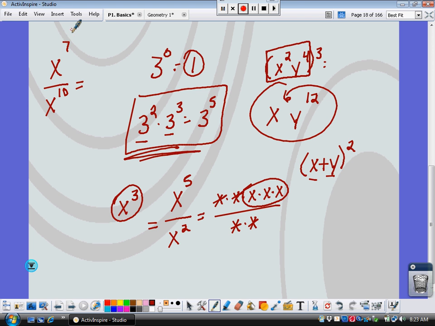A lot of you just subtract from top down. You'll do 7 minus 10. You'll say that's x to the negative 3 power. There's a quicker way. Why not just take the bigger one, say, well, there's more on bottom. Subtract it from bottom to top.